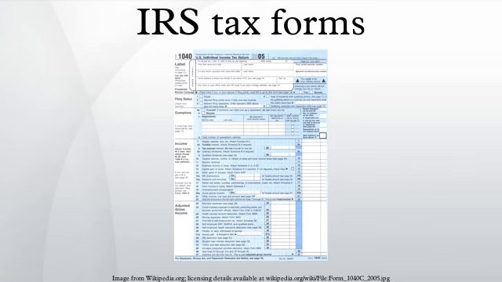5500. The Form 5500, Annual Return Report of Employee Benefit Plan, was developed jointly by the IRS, United States Department of Labor, and Pension Benefit Guaranty Corporation to satisfy filing requirements both under the Internal Revenue Code and the Employee Retirement Income Security Act.